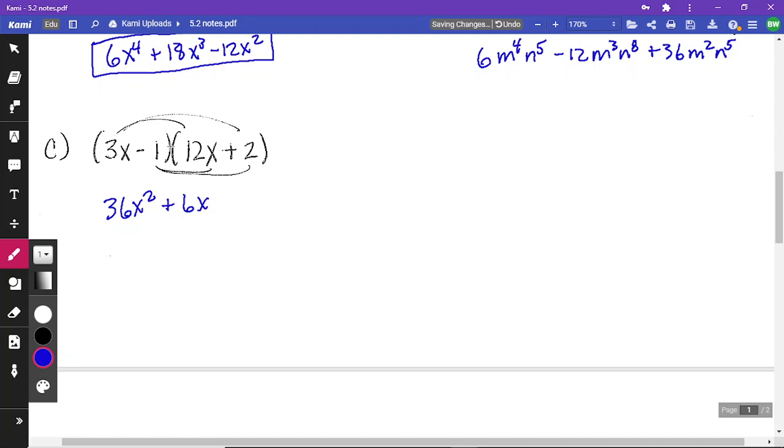And now we have the negative 1 times 12x. Well, that is negative 12x. And then negative 1 times 2 is negative 2. And you have to then look for like terms, and we have that here, this 6x minus 12x. Those are like terms. So we're going to combine those. So we have 3x squared, and that combines to negative 6x minus 2.